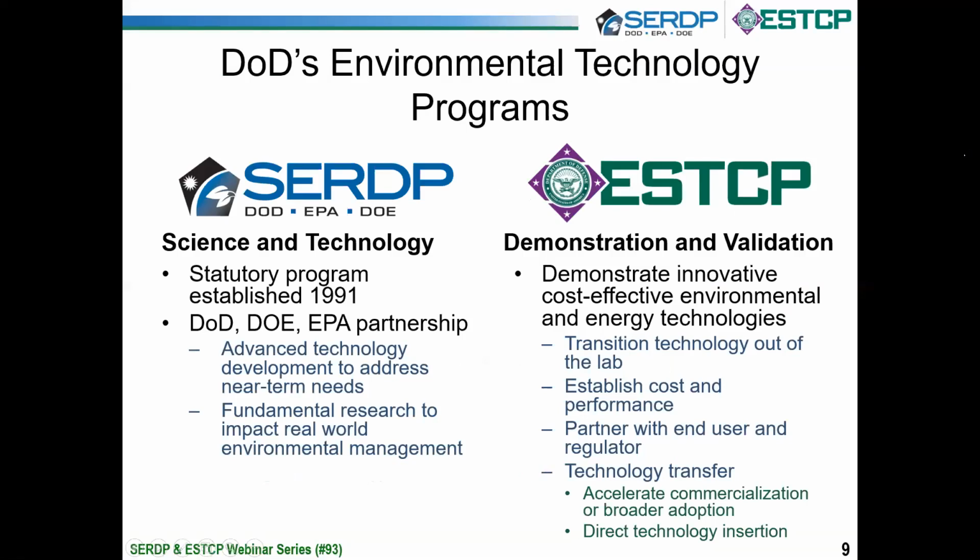What I'd like to do today is give you a little overview about CERDP and ESTCP for those of you who don't know the programs. We have our two sister programs. CERDP is the Strategic Environmental Research and Development Program, and this is really our science and technology. We conduct it in partnership with the DOE, EPA, and DOD, and the knowledge and technologies that are developed under CERDP generally, once they're successful, can mature and go into our ESTCP program, the Environmental Security Technology Certification Program. And this is where we do demonstration and validation of mature technologies in the field.